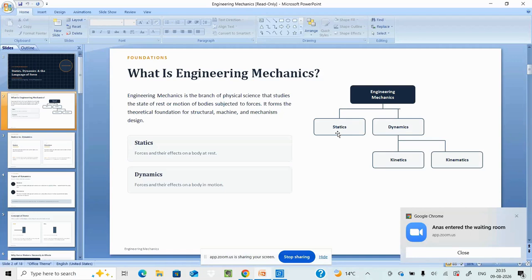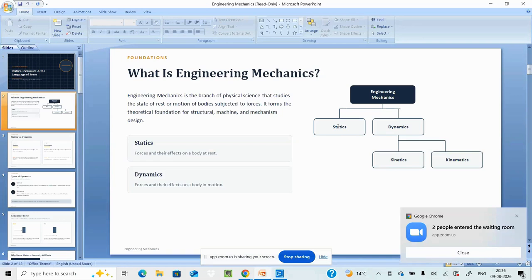Everyone is clear, right? Am I audible to everyone? Yes, fine. So statics is nothing but forces and their effects on a body at rest. Next is dynamics. Dynamics is the same thing: forces and their effects on a body in motion. When a body is in motion, we study the forces and their effects, and that is known as dynamics. Clear, everyone?